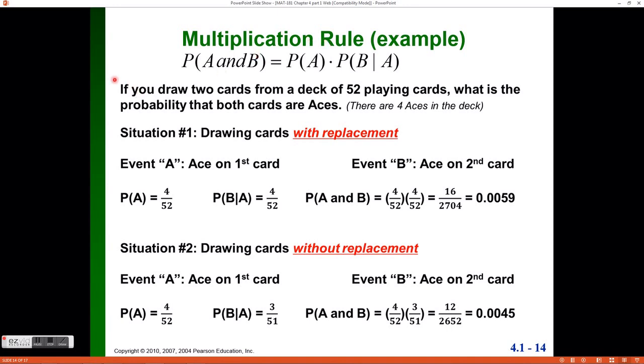So for our example, we're going to draw two cards from a deck of 52 playing cards. And we want to find the probability that both cards we draw are aces. So there's two situations. The first situation is when we draw the cards with replacement. This means that we're going to pull the first card out of the deck and then put it back before we pull the second card out.